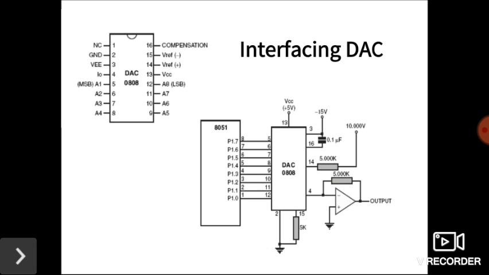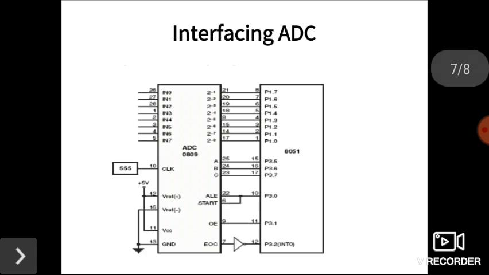Then the digital to analog converter may be used to generate various types of waveforms such as sine wave, triangular wave, ramps and square waves. These example routines are based on the interfacing of the circuits. These are for interfacing DAC.